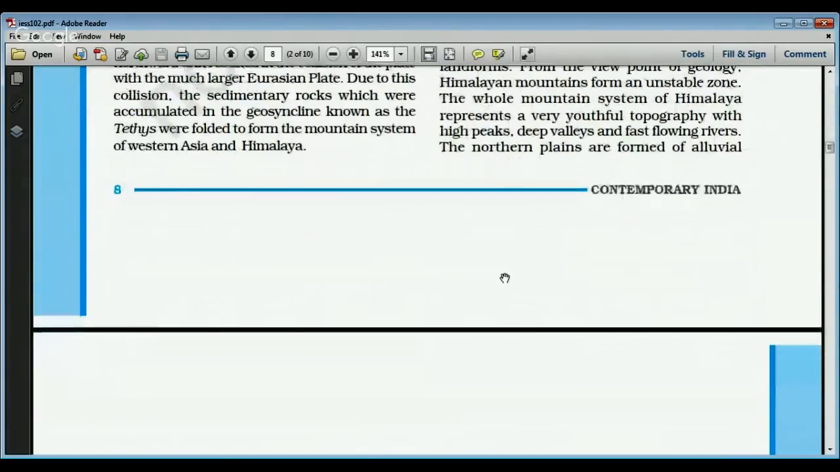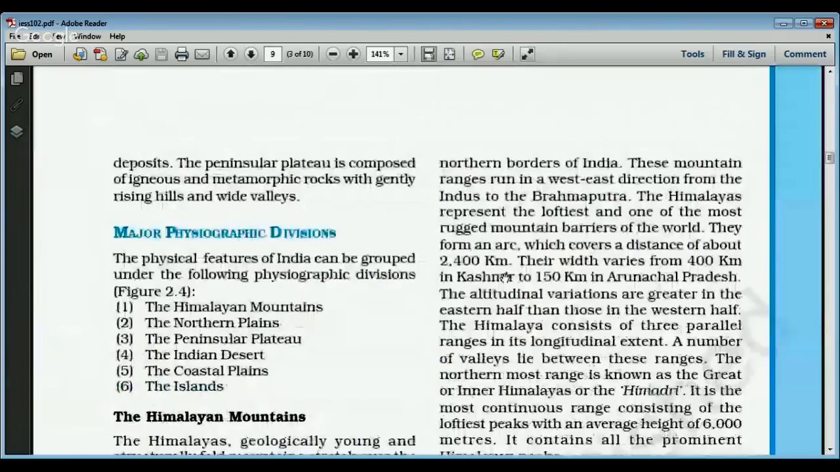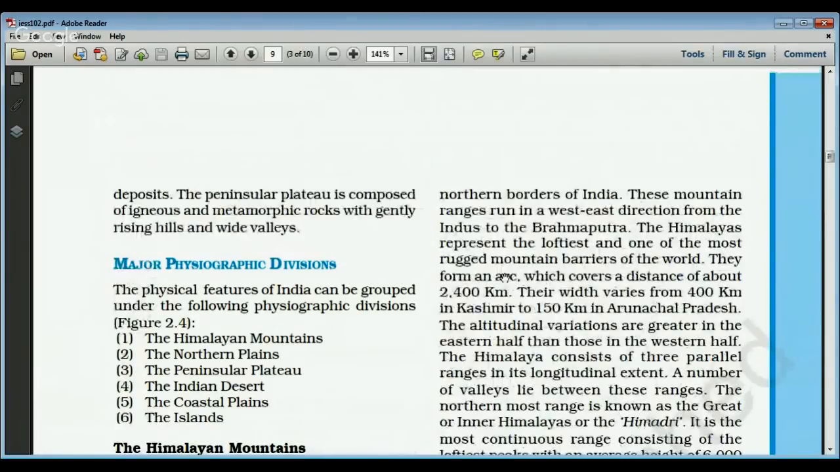And the northern plains are formed of alluvial deposits. I've already told you that they are carried by various rivers which originate from the Himalayas. And the peninsular plateau is composed of igneous and metamorphic rocks with gently rising hills and wide valleys. If you see the rocks, most of the Himalayan part consists of sedimentary rocks, while the peninsular plateau is composed of igneous and metamorphic rocks.